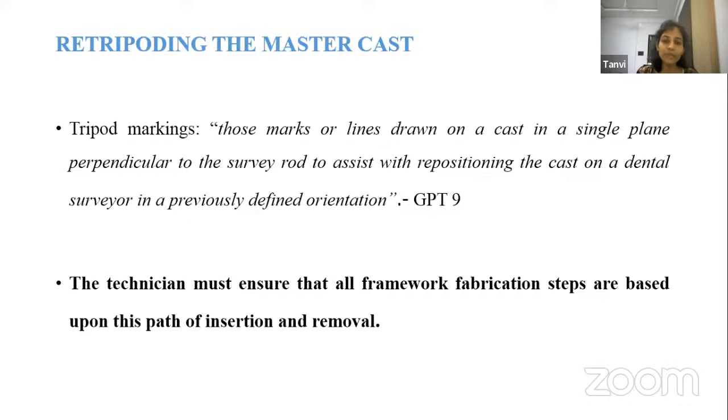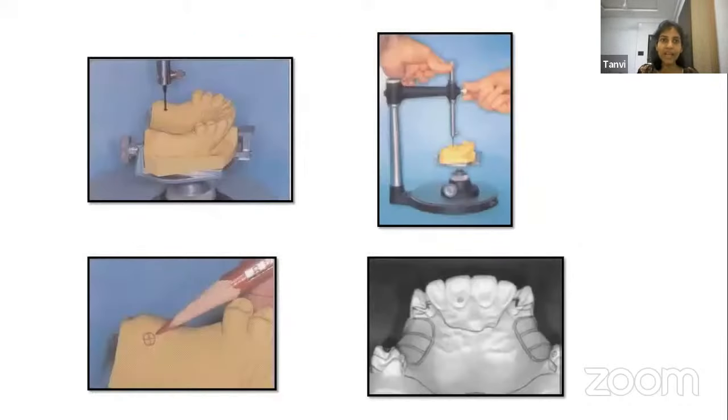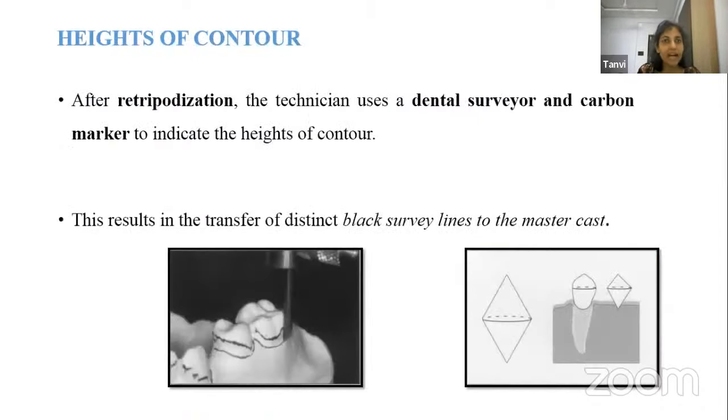Hence, tripoding is necessary. As shown in the figures, this is being done with the help of the surveyor by marking the tripod points on the areas of the cast. And after tripoding, we mark the height of the contour, that is the areas of the greatest circumference on the teeth, and this determines the position of the undercuts. Hence, marking the height of the contour is important.